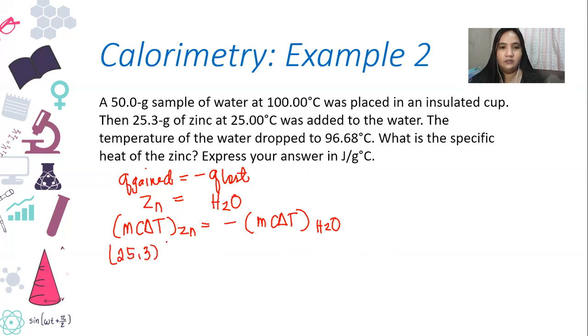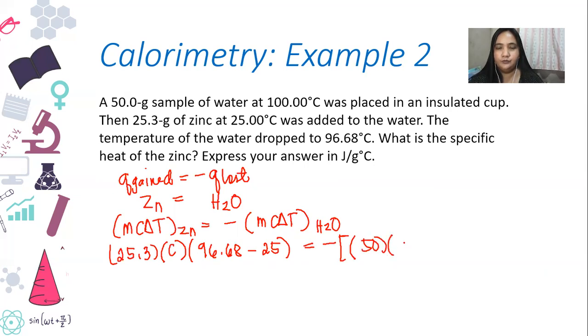So for zinc, let's look at the given: 25.3. The C of zinc is missing. That's the one missing. Now for delta T, the temperature of the water dropped to 96.68. That will be our final temperature. So 96.68 minus the initial temperature of zinc, 25, is equal to negative M of water, 50, times C of water, that's 4.18. By now you should at least remember it because we've been using it all the time.